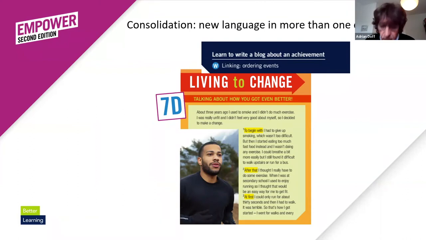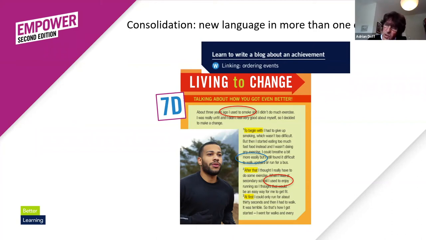But this text, because it's about a comparison with the past and the present, naturally recycles the language from the earlier lesson. There are examples here of used to. He talks about things he used to do. So students have a chance to encounter this language again. There are also examples, because it's about developments, of comparative and superlative forms of adjectives and adverbs.